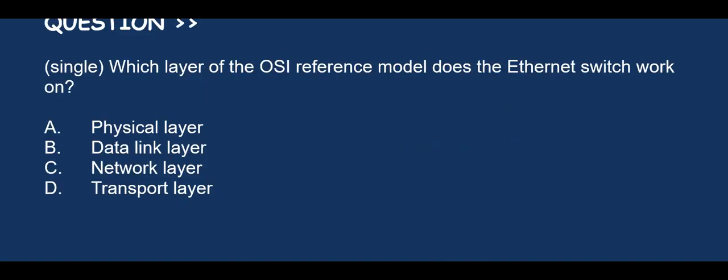Our question is, which layer of the OSI reference model does the Ethernet switch work on? The options are option A, physical layer, option B, data link layer, option C, network layer, option D, transport layer. The correct answer is option B.